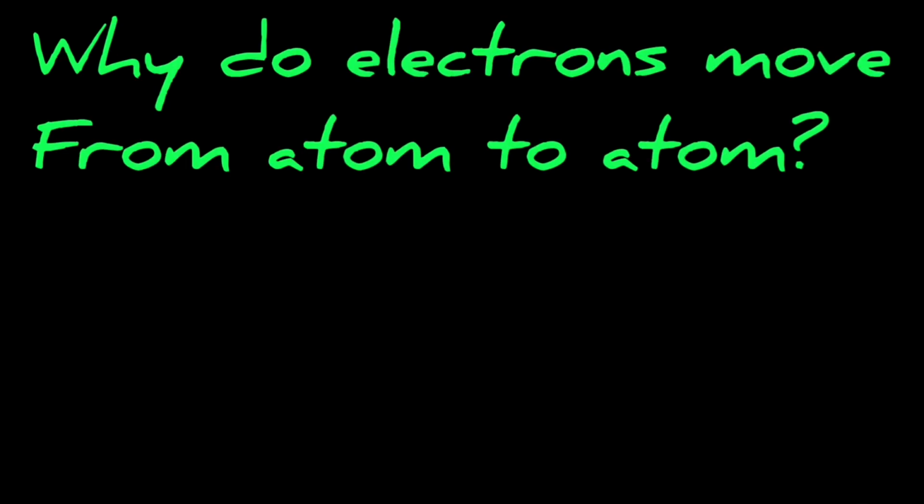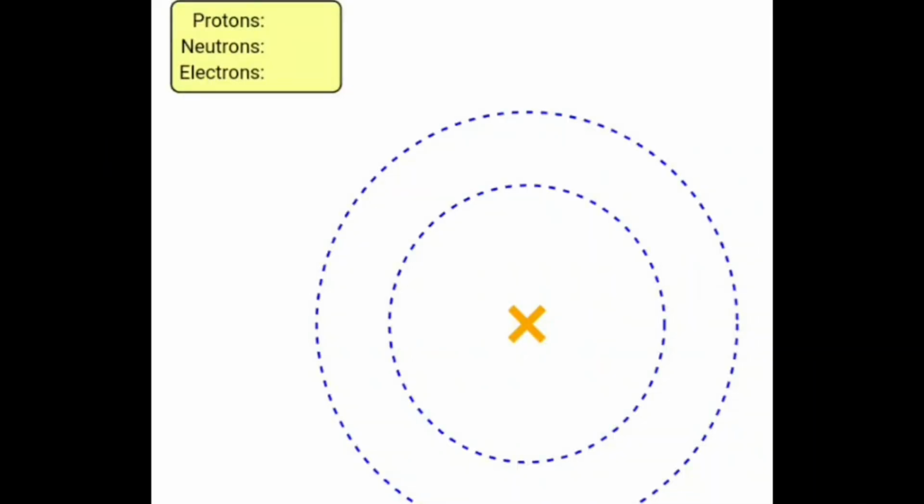Why do electrons move from atom to atom? Previously, we explained that electrons go to the shells around the nucleus. Every shell has a capacity for electrons.